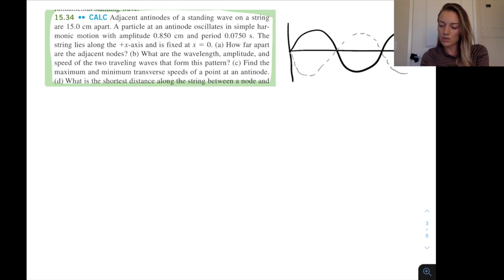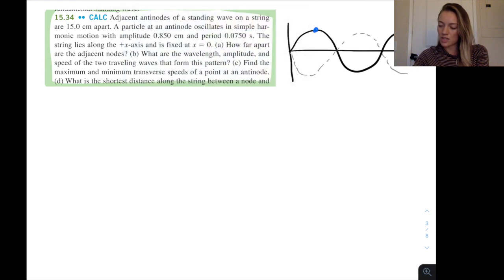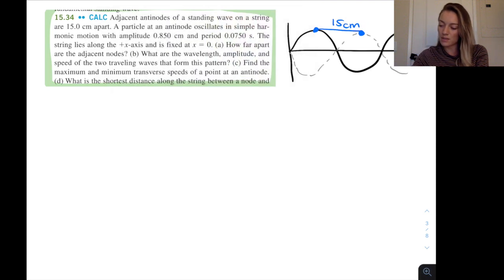Okay, so we have a standing wave, and adjacent antinodes are 15 centimeters apart. So that means this is an antinode, and then this is the adjacent antinode. These are 15 centimeters apart. So right away we can figure out the wavelength from this, right? Because we know that the wavelength is going to be from here to here. So we can see that that's going to be just double this distance, right? So right away I'm going to write down that the wavelength is 30 centimeters.